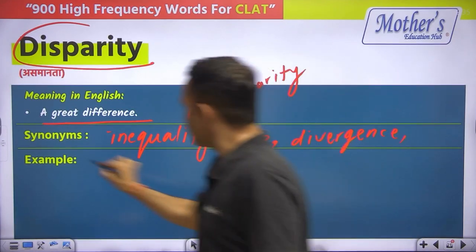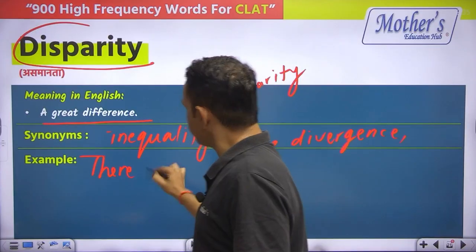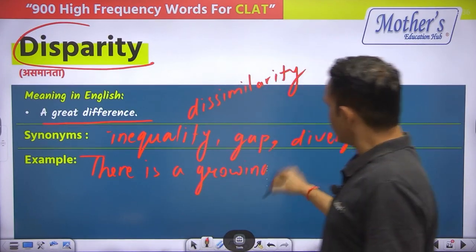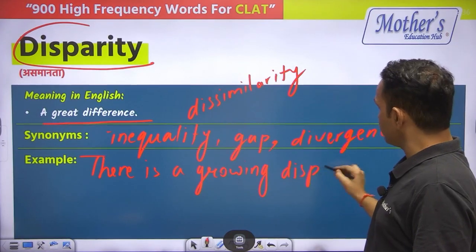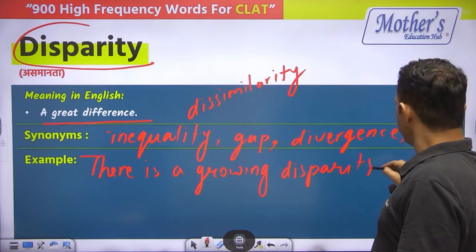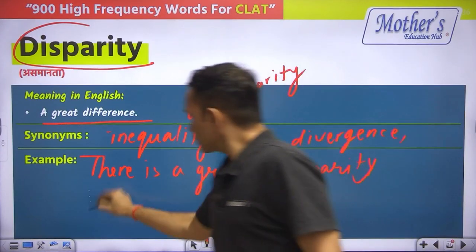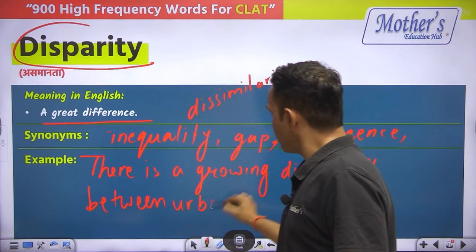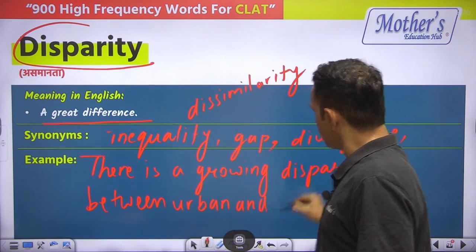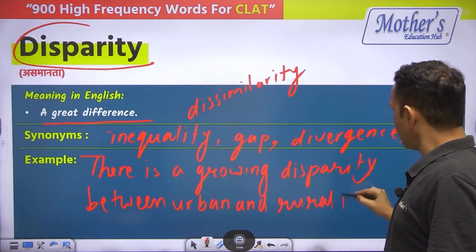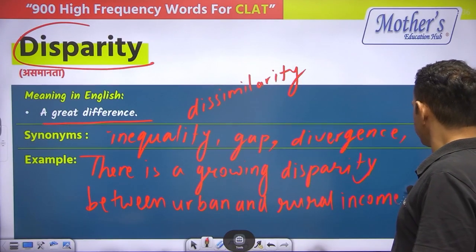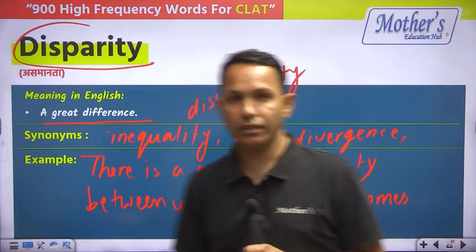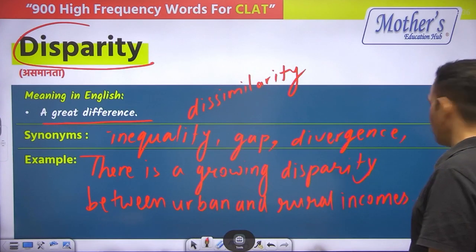There is a growing disparity between urban and rural incomes. So that was the word disparity. Disparity means inequality. Let's move on to the next word.